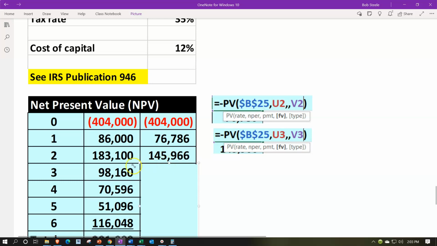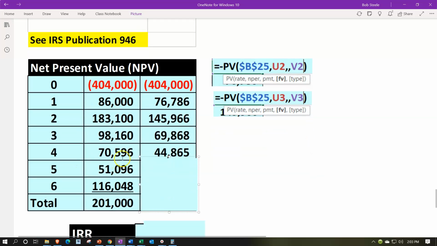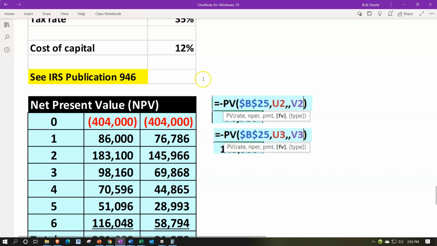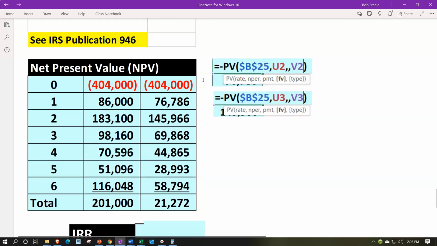If you continue this on down, we got the 183,100 discounted back 2 years, 12%, 145,966. The 98,160 discounted 3 years at 12%, 69,868. The 70,596 discounted back 4 years, 12%, 44,865. The 51,96 discounted 5 years, 12%, 28,993. The 11648 discounted 6 years at 12%, the 58,794 for a total of that 21,272. Now that cleared once again the 12%. Anything above 0 would indicate that that is indeed the case.